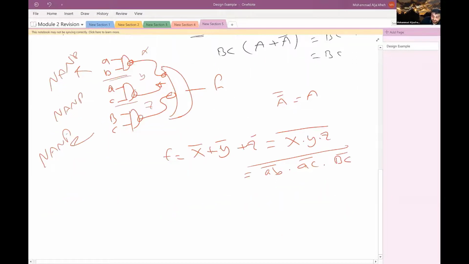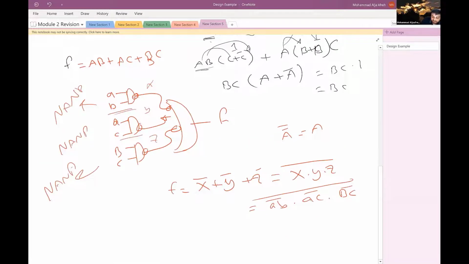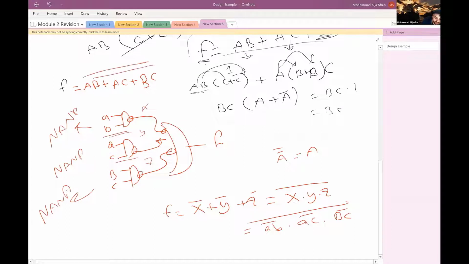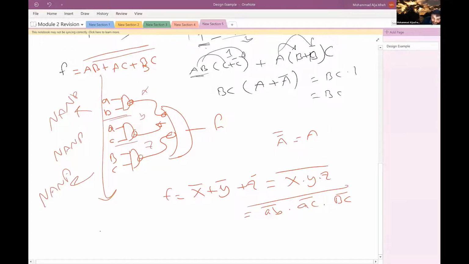Or, guys, we can do the same thing. F is equal to AB, AC, BC, double prime here, and take the prime in. So you have to change the operation. So AB prime and AC prime and BC prime, and all of them are prime. So this is a NAND, NAND, NAND, and the whole thing is a NAND. In other words, this OR thing can be replaced by a NAND.